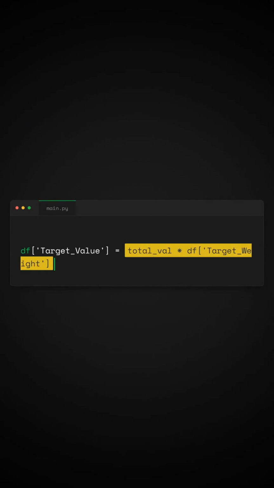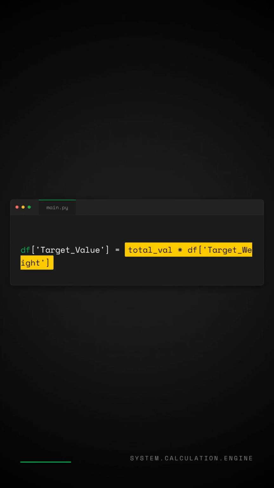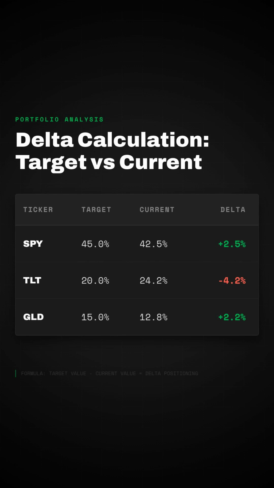To find out exactly what to buy or sell, we take that total value and multiply it by our target weights. This tells us precisely how many dollars we should have in each asset class to maintain our 80/20 balance. Target value minus current value gives us our delta.